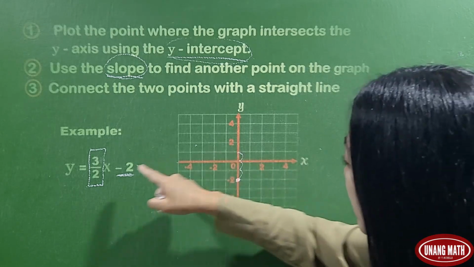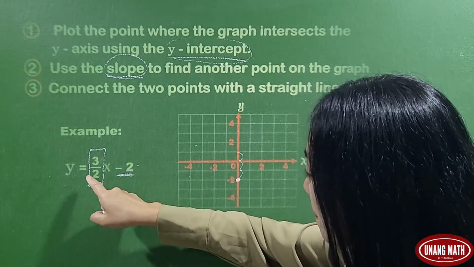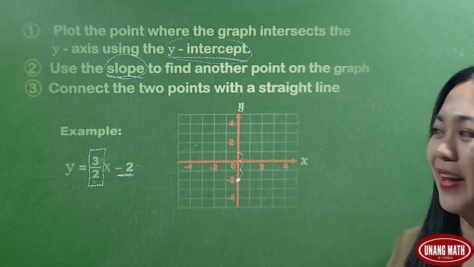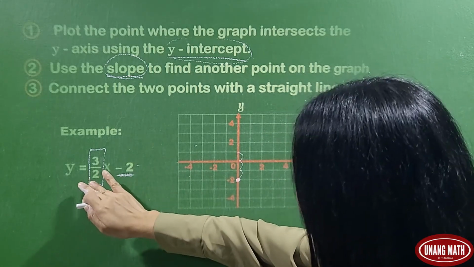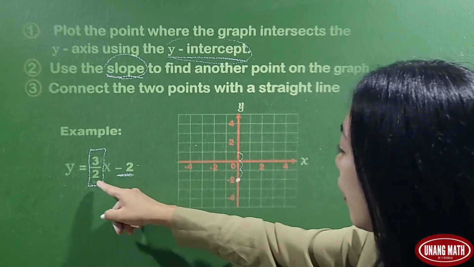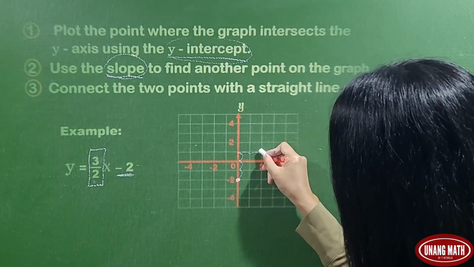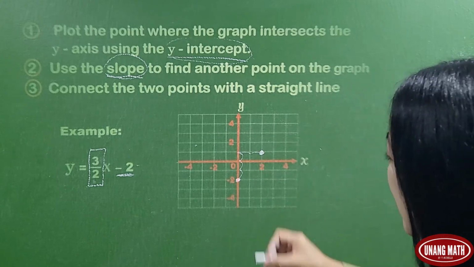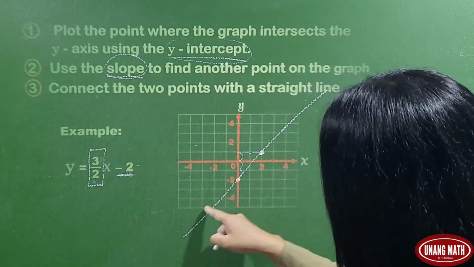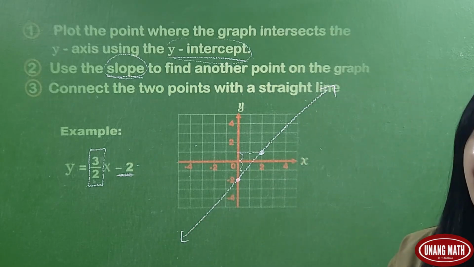From here, let's consider now the change in x. Change in x is positive 2. If it's positive 2, we have to move to the right. If it's a negative number, like negative 2, then we have to move to the left. Since this is positive, move 2 units to the right. So from here, 1, 2. So the other point is this point. And if we connect these 2 points, then our graph looks like this.